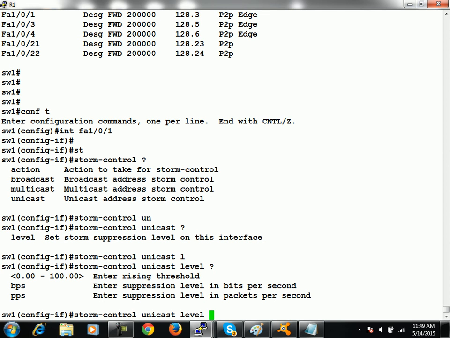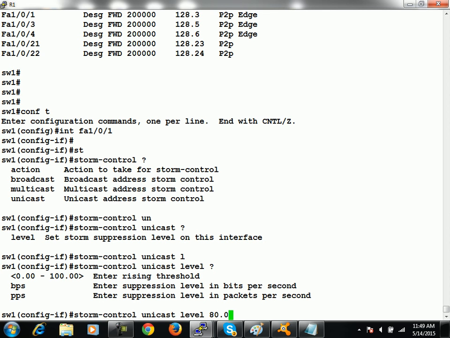Are you getting my point? Your level can be defined as a percentile of bandwidth, bits per second, kilobits per second, megabits per second, gigabits per second, as well as packets per second, kilo packets per second, mega packets per second, giga packets per second, and also percentile is there. So let's say for unicast traffic, I want to allocate 80% of available bandwidth. So I will say 80.0.